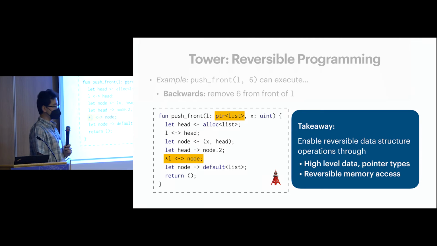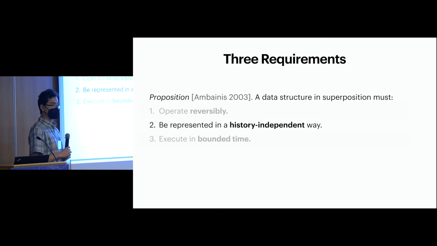So the takeaway from this example is that what Tower allows the developer to do is implement these reversible data structure operations. And it has some innovations over existing frameworks in that it gives you high-level data and pointer types, such as integers. And it has this operator for reversible memory access that encodes random access memory. Cool, so that's the first requirement. What about the second one? History independence.